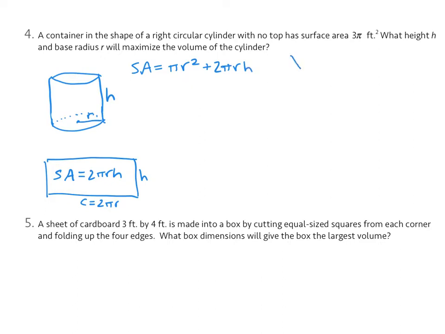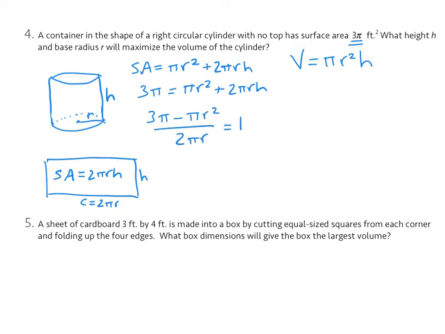Going to our volume, we're trying to maximize volume. Well, volume of a cylinder is pi r squared h. We have two formulas here, and we somehow need to combine them into one. Well, we know that the surface area is 3 pi, so I can put 3 pi equals pi r squared plus 2 pi r h, and now I can solve for one of my variables. I will solve for h. 3 pi minus pi r squared over 2 pi r, that's equal to h.